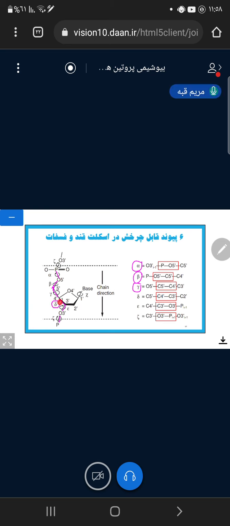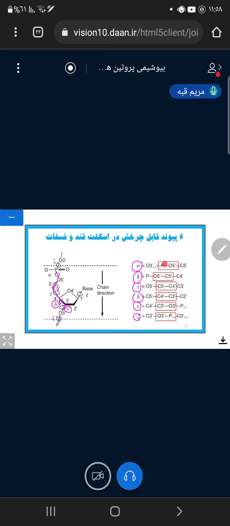The next is delta between carbon 4 prime and carbon 3 prime. Next is epsilon between carbon 3 prime and oxygen 3 prime. And the last is zeta between oxygen 3 prime and the phosphor of the next nucleotide.